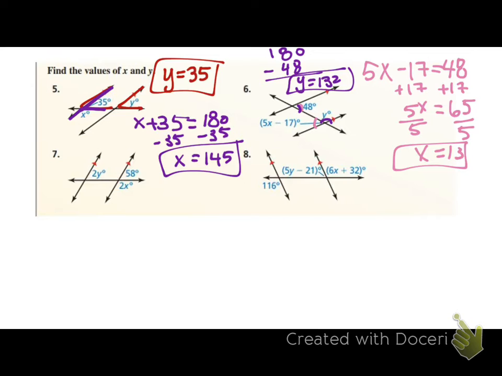Number 7. Which one would we like to solve for first? X or Y? There's no right answer. Sure. Let's solve for Y. What relationship does 2Y and 58 have? They're corresponding, which means they are congruent. So we're going to set them equal. Divide by 2. And Y equals 29.